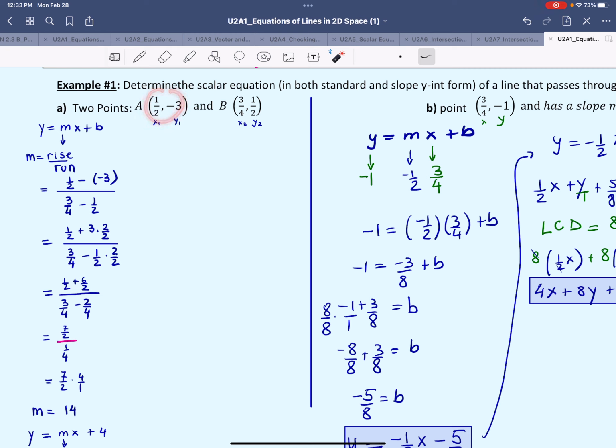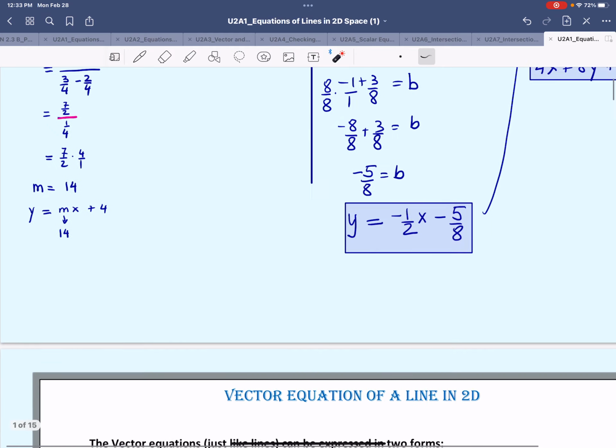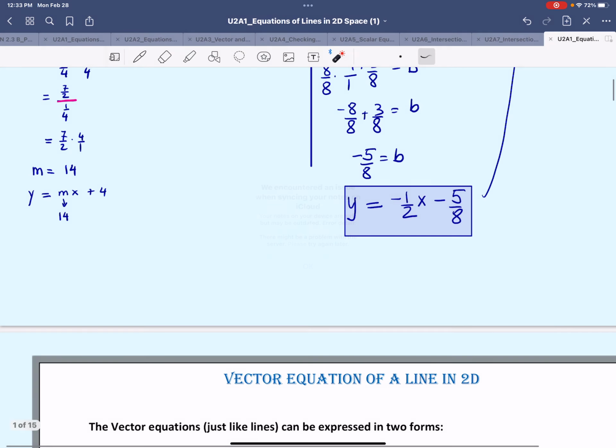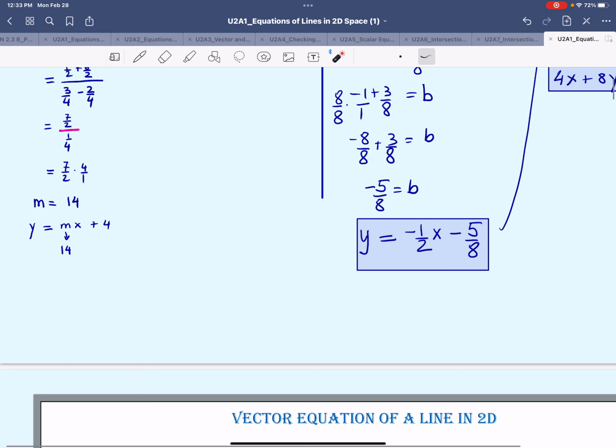So we can pick either a or b, but I'm going to pick a in here because it has fewer fractions for coordinates. So x equals 1/2 and y equals negative 3, which means that I can replace x by 1 over 2 and y by negative 3. And we have to find the value of b. Sorry, here we go. So negative 3 equals 14 times half is 7 plus b, and then it seems that the value of b is negative 10.